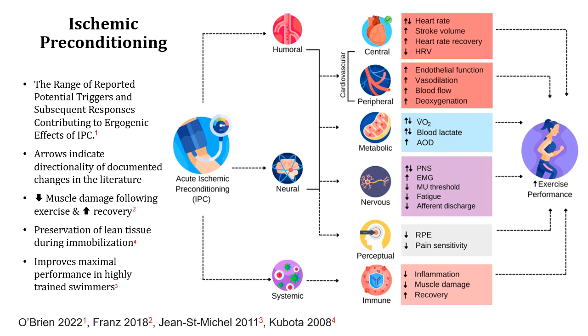For the cardiovascular system, both central and peripheral adaptations can be seen. Metabolically, you can have an equivocal improvement in blood lactate buffering as well as VO2. And then the nervous system, you're going to get increased EMG, decrease in motor unit threshold, increased fatigue, and afferent discharge, all of which lead to the improved muscle performance alongside the other adaptations that are shown here.